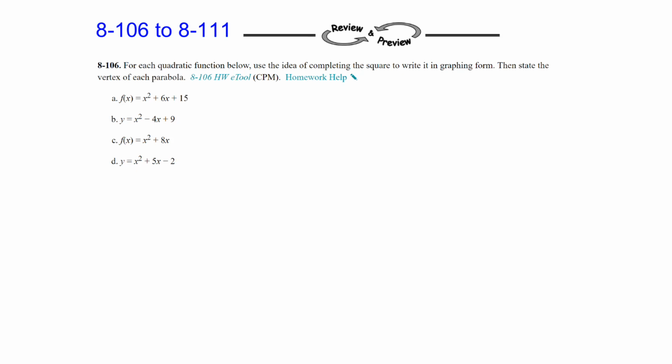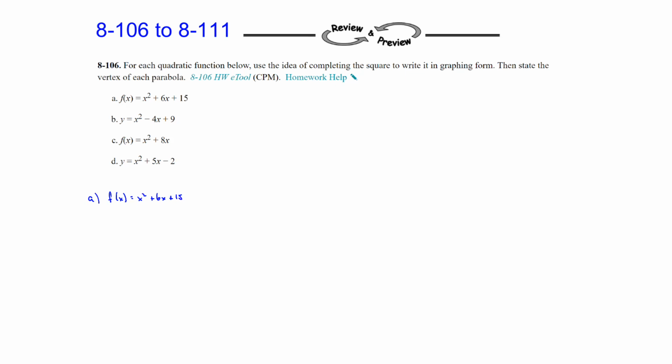Question 106. For each quadratic function below, use the idea of completing the square to write in graphing form. Then state the vertex of each parabola. So, part A, we have f of x equals x squared plus 6x plus 15.